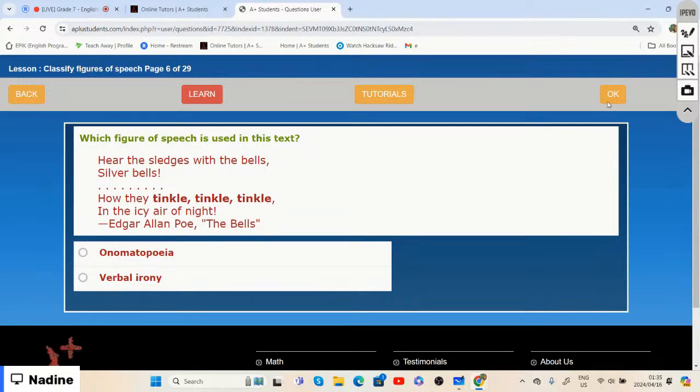All right. Which figure of speech is used within the text? It says, hear the sledges with the bells, silver bells, how they tickle, tickle, tickle in the icy air of night. Is this onomatopoeia or once again a verbal irony? Tickle, tickle, tickle, sound.